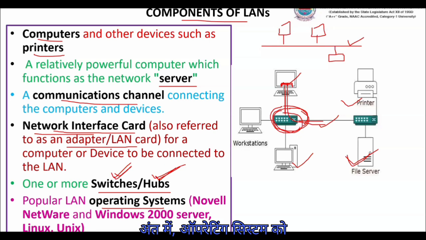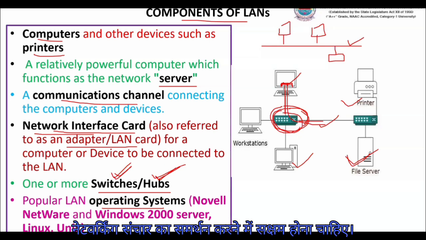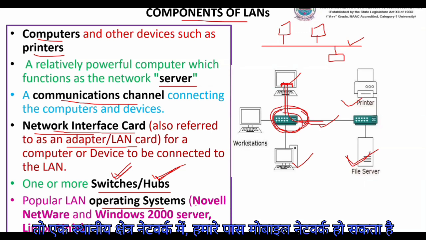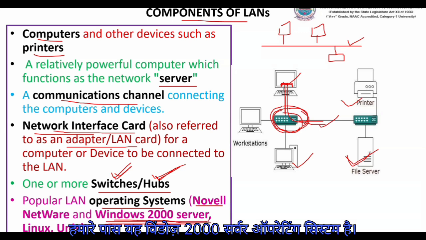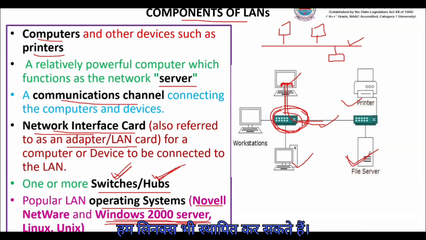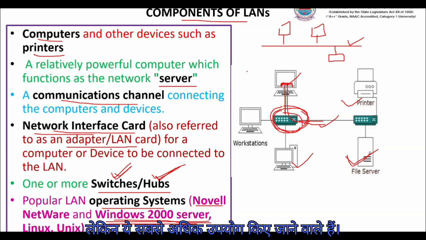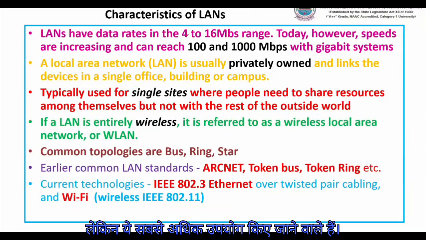And then we have an operating system. Naturally, the operating system should be able to support networking communication. So in a local area network, we can have Novell network or Windows. With Windows operating system, we have this Windows 2000 server operating system. We can have Linux also installed. We can have Unix also installed. So there are other operating systems also, but these are the most commonly used ones.